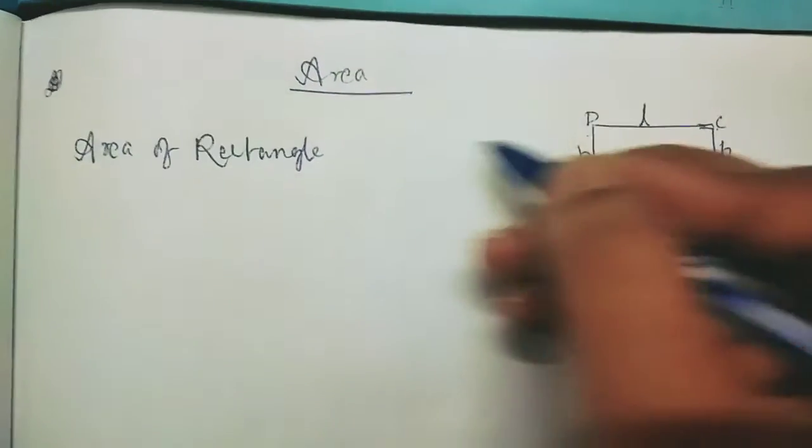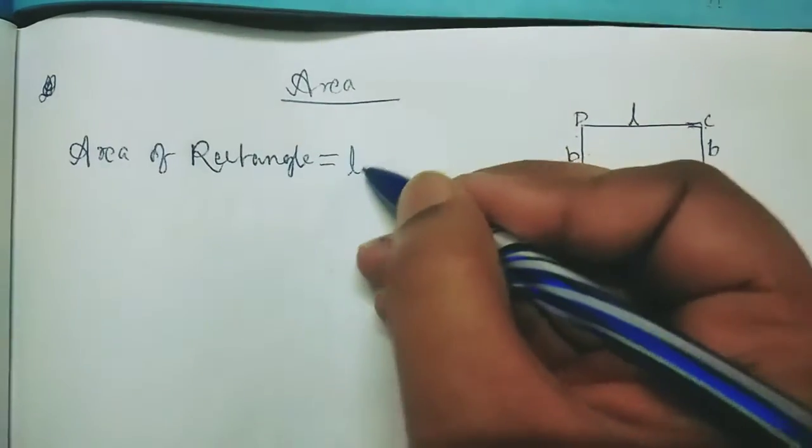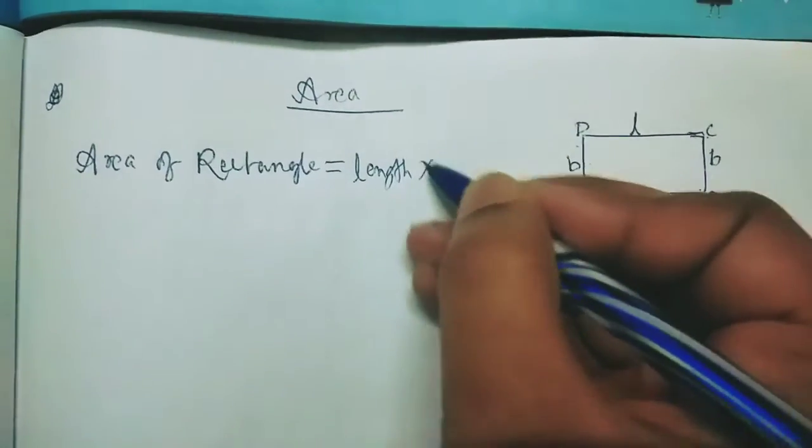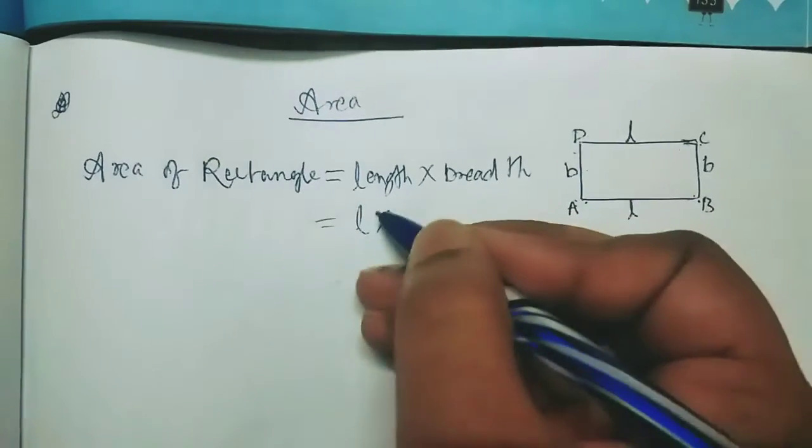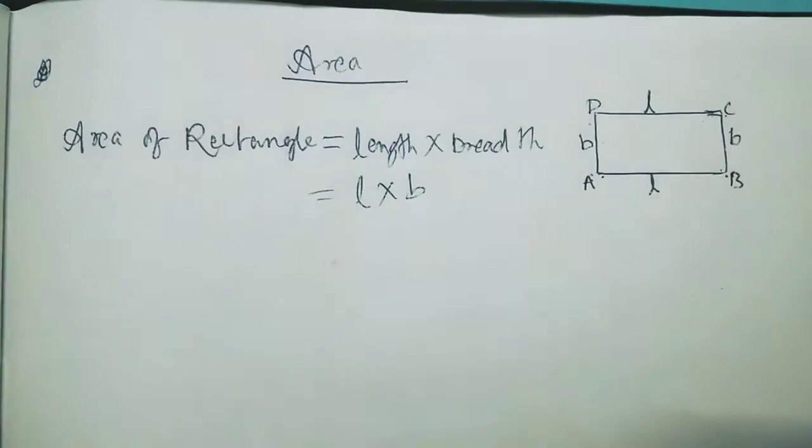Understood? So what is the area of this rectangle? Area of rectangle is length into breadth. So this is the area of a rectangle. In short, it is written as L into B. Understood? This is the formula of area of a rectangle.